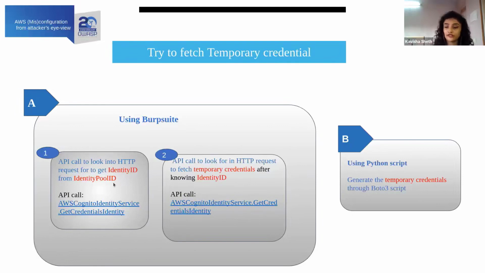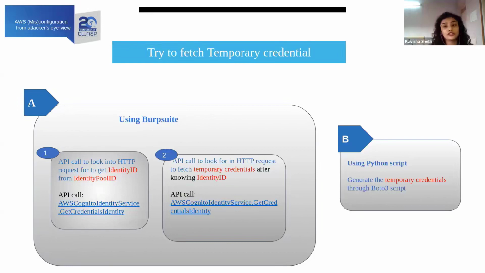As I mentioned, the identity pool ID will help to get the temporary credential. So try to get those AWS credentials. While you are looking into the HTTP requests, this is the API call you have to look for. You will find this is the API call being made when you try to get the identity ID, and this is the API call being made when you try to get a temporary credential from the identity ID.